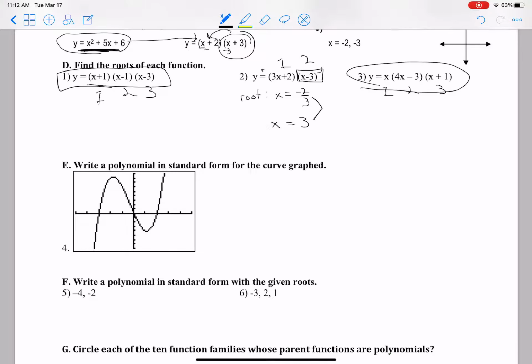So now I got to take that information and put it into here.